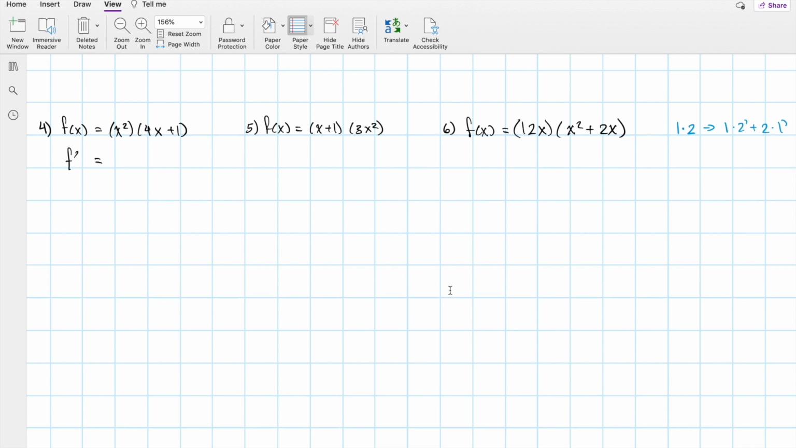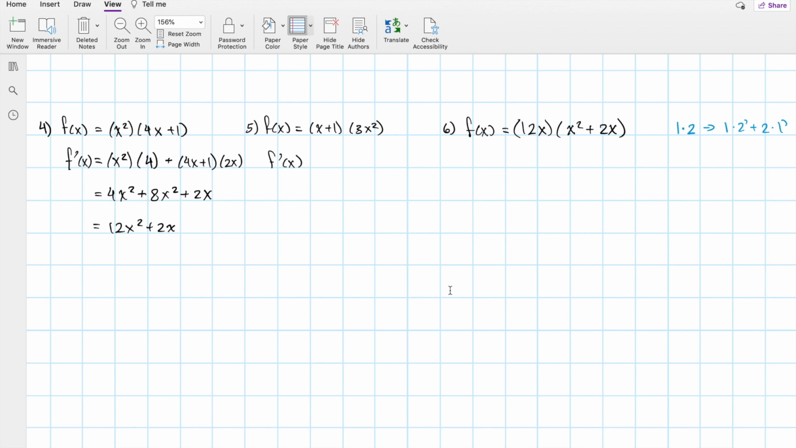f prime of x, we're going to take x squared, leave that as is, take the derivative of 4x plus 1. 4x is just 4, 1 is 0, so times 4, plus 4x plus 1 multiplied by the derivative of x squared, which is 2x. Simplifying that, we have 4x squared plus 8x squared plus 2x. Furthermore, 12x squared plus 2x. Great.